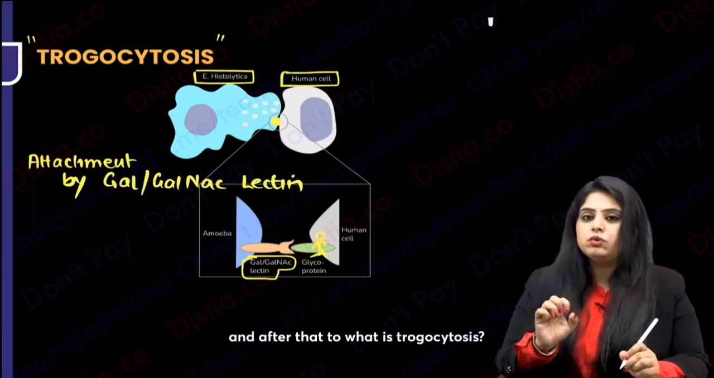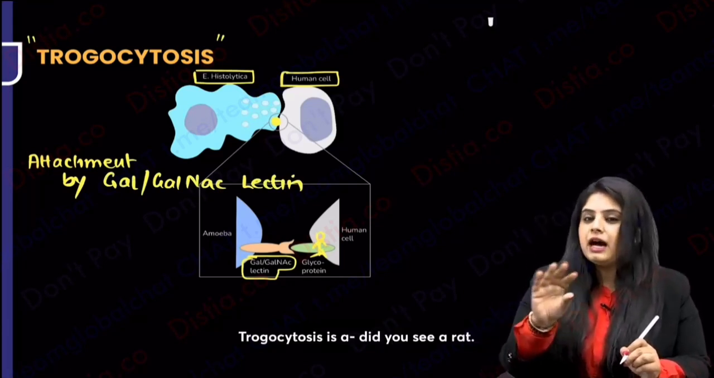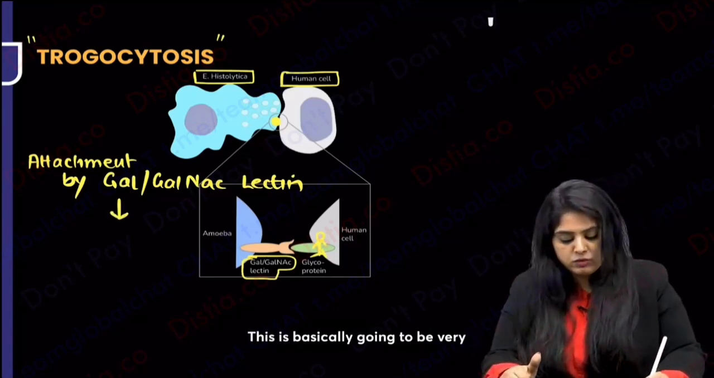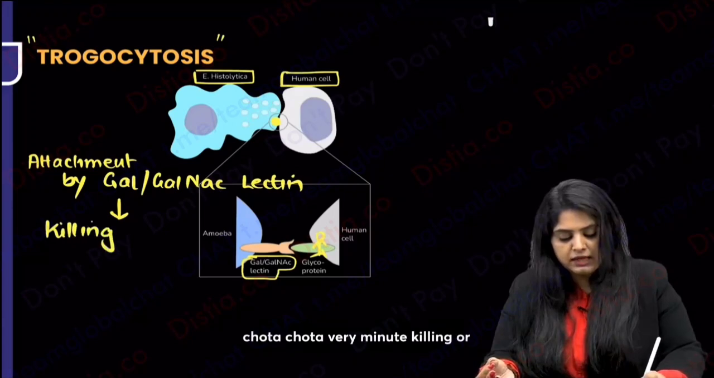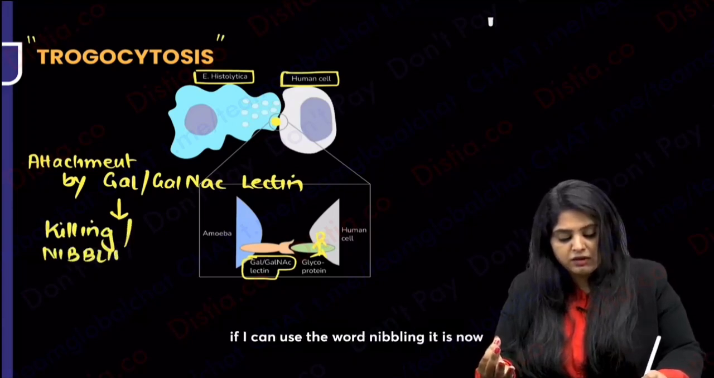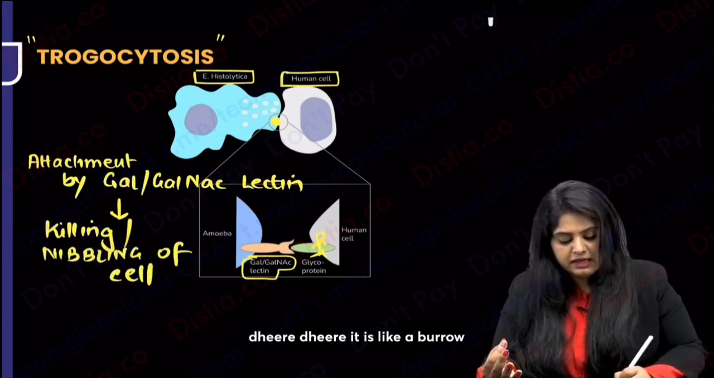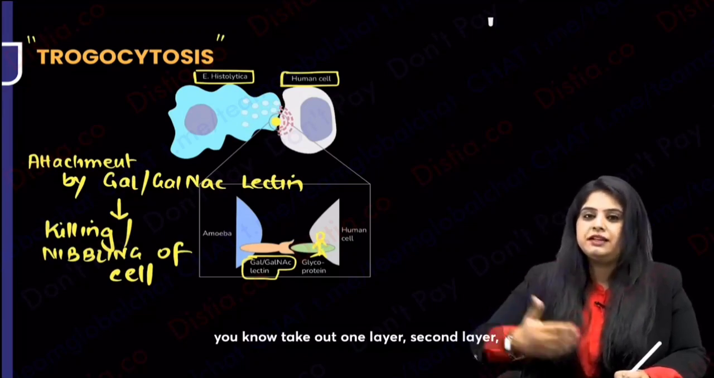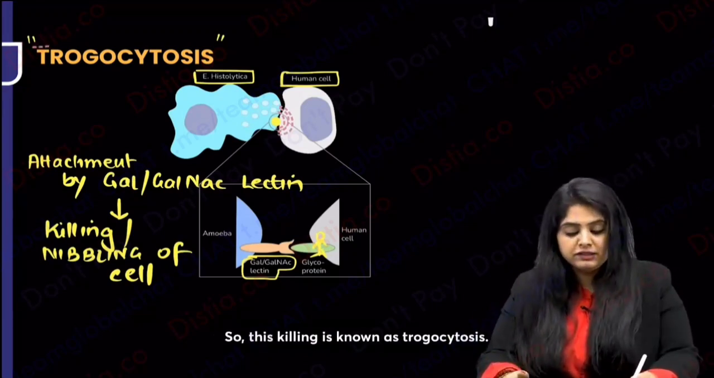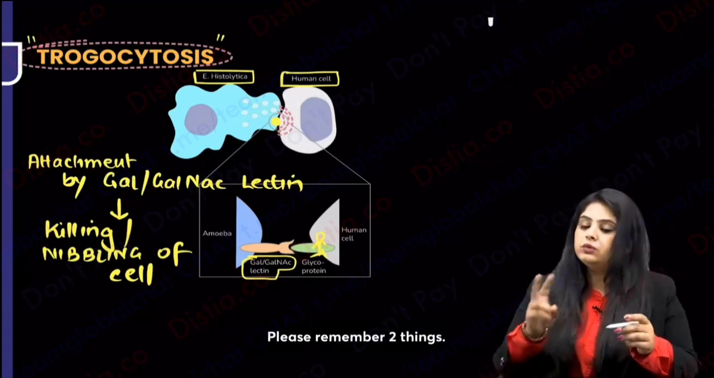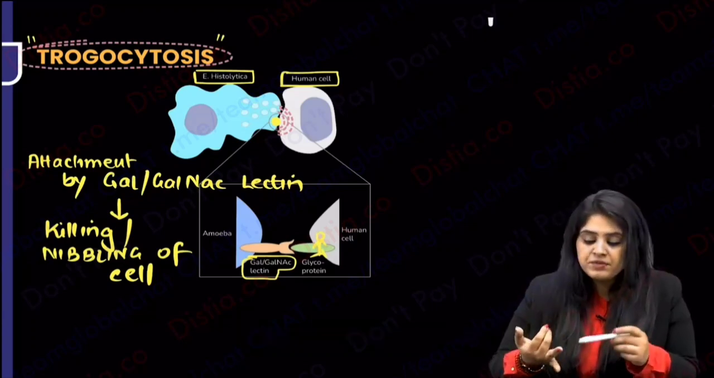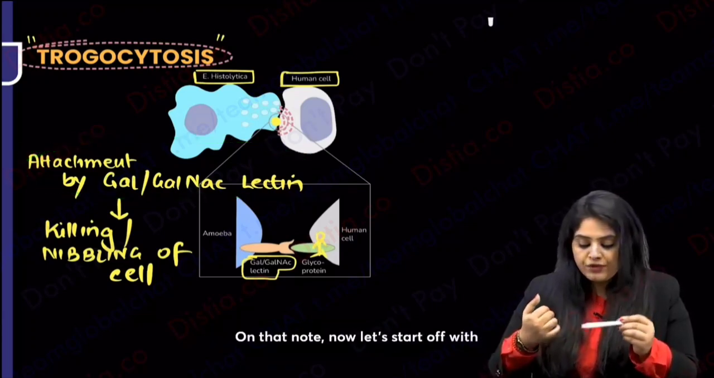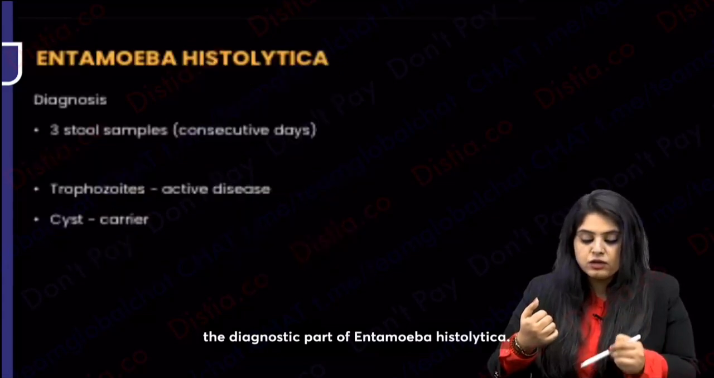And after that, what is trogocytosis? You've seen a rat, how a rat nibbles. If you keep nibbling, dheere dheere, it will keep on destroying a place. This is basically going to be very chota, very minute killing, or if I can use the word nibbling, it is now gradually going to nibble the cells. Dheere dheere, it is like a burrow, like a rat creates a burrow. It is going to gradually take out one layer, second layer, third layer, like that it is going to destroy. So this killing is known as trogocytosis. Please remember two things. Trogocytosis is seen with Entamoeba histolytica, and trogocytosis follows attachment by the Gal/GalNAc lectin antigen.